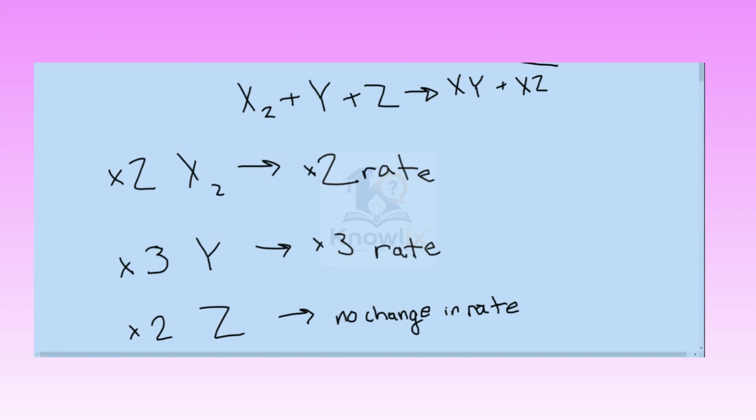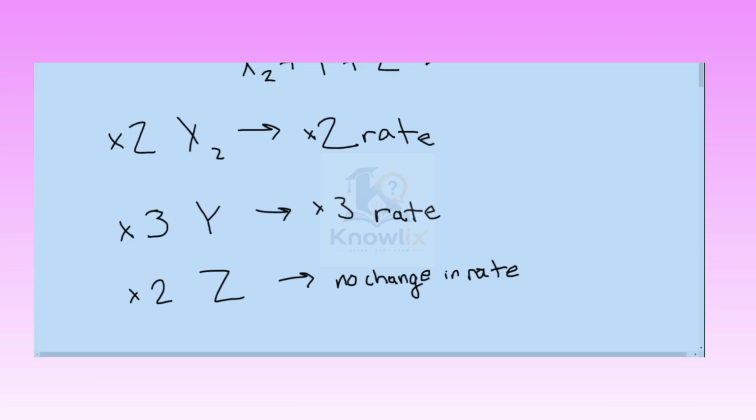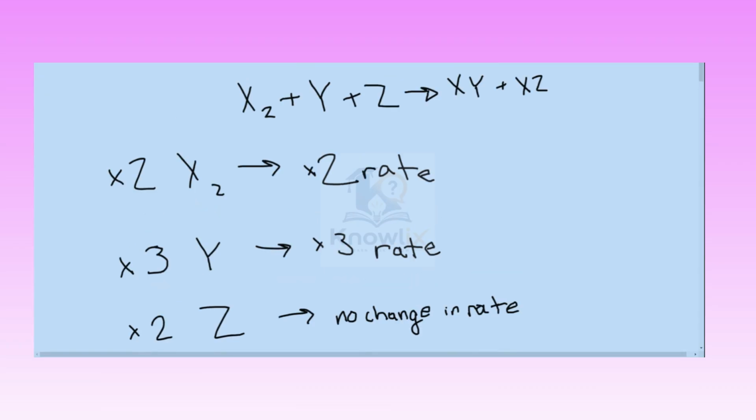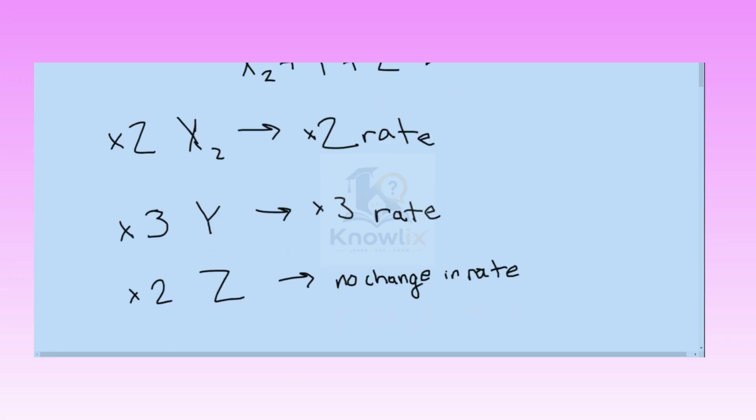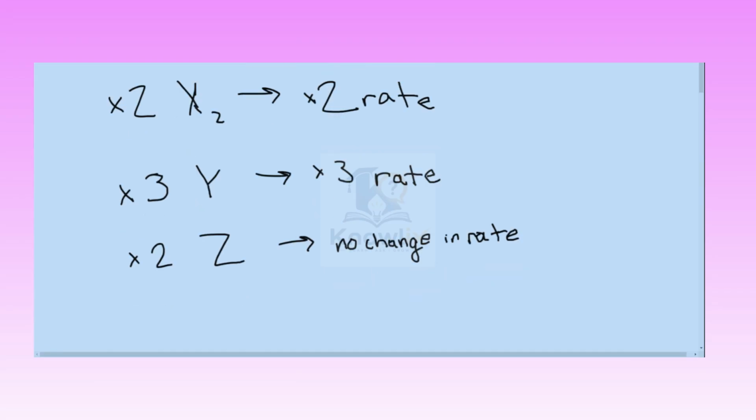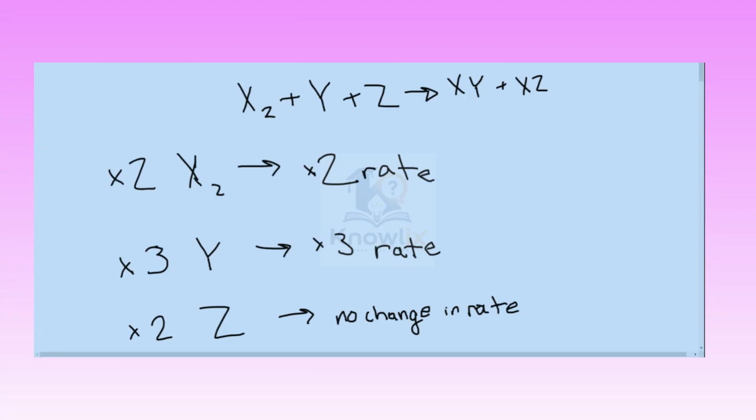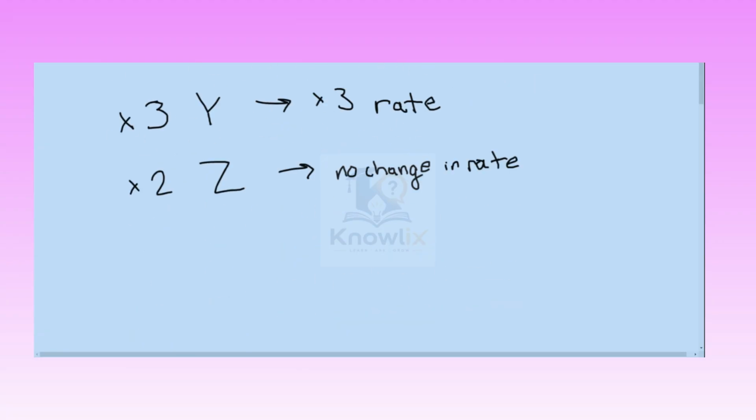Hello, so today we're going to be looking at this reaction right here. When the concentration of diatomic X doubled, the rate doubled; tripling the concentration of Y tripled the rate; and doubling the concentration of Z did not change the rate at all. So why don't we try to write a rate law?